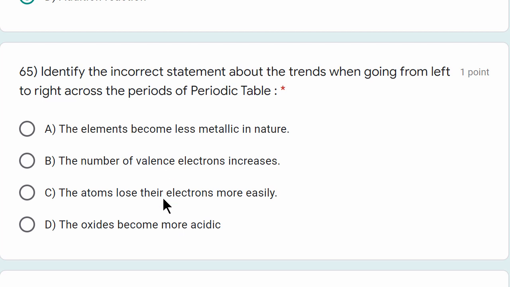The atom lose their electrons more easily. This is wrong. The ones which are leftmost, they tend to lose electrons easily, because for them losing an electron means they become stable outer shell. But as you go across, it becomes harder to lose electrons. Towards the end, they would rather want electrons rather than lose electrons. So C is the correct answer, which is wrong. So the oxides become more acidic. That is true. When you go from left to right, oxides actually become more acidic.